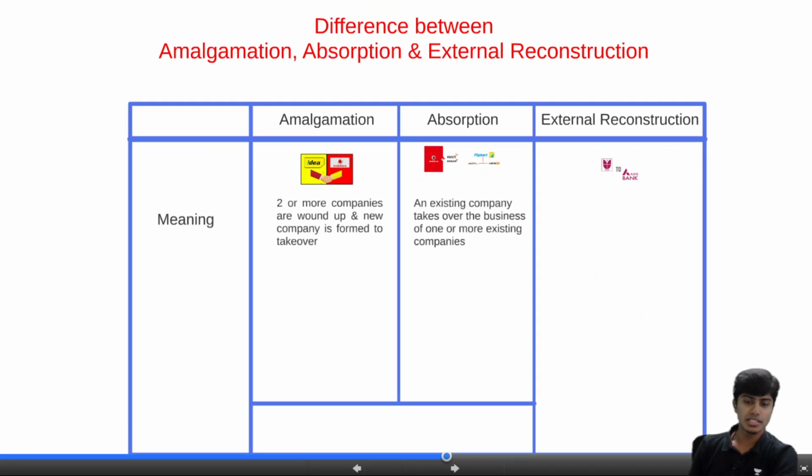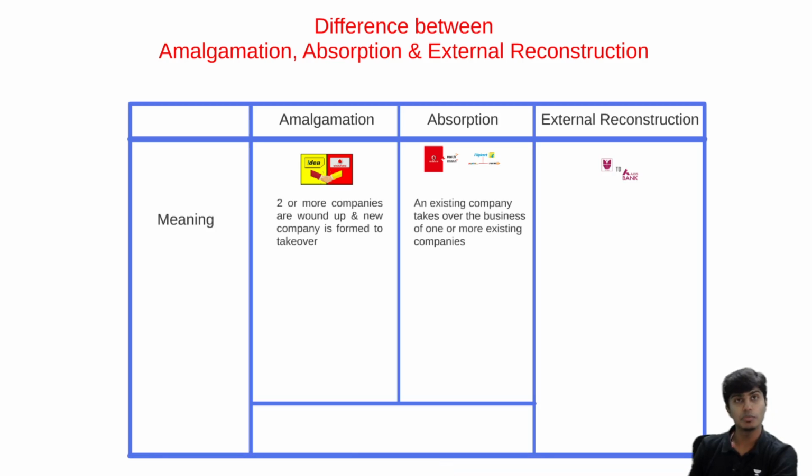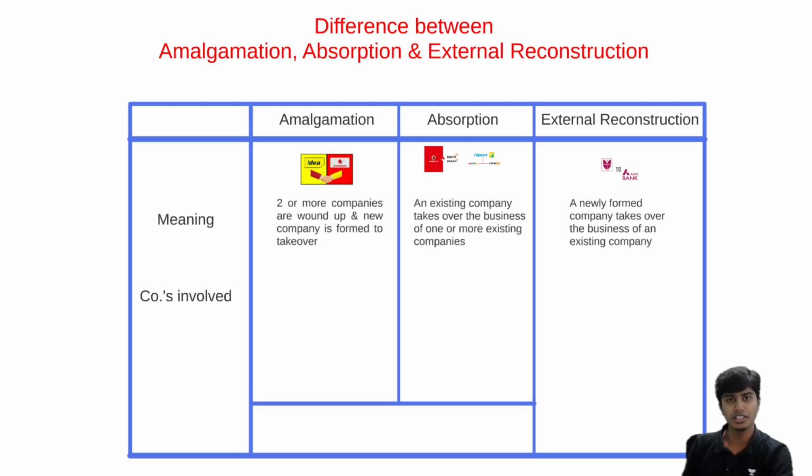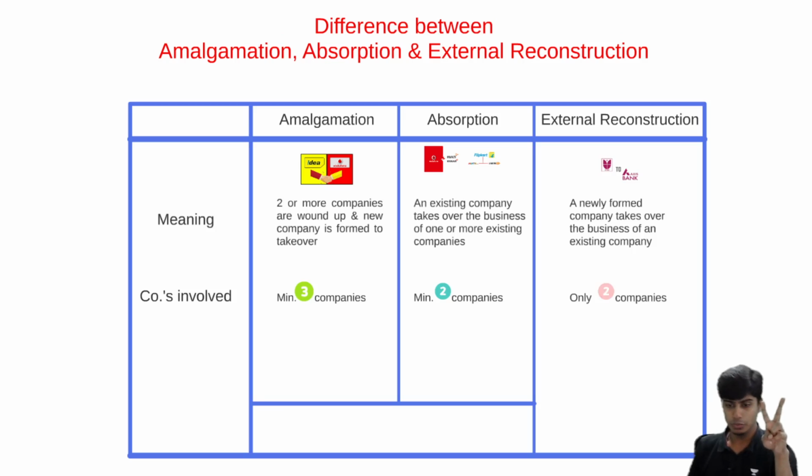Two or more companies are wound up and one new company is formed. That's amalgamation. An existing company takes over the business of one or more existing companies. That's absorption. One company is created exclusively to take over the business of the other. That's external reconstruction. Companies involved in the case of amalgamation minimum 3, and in the case of absorption minimum 2, and in the case of external reconstruction only 2.